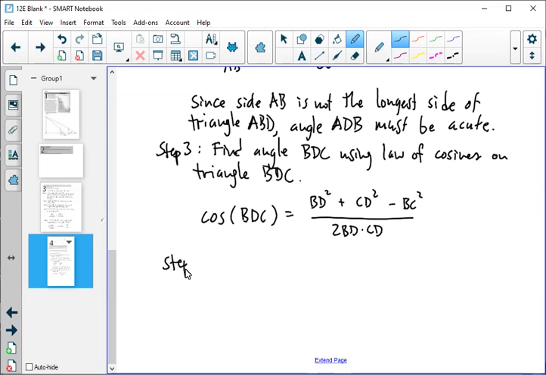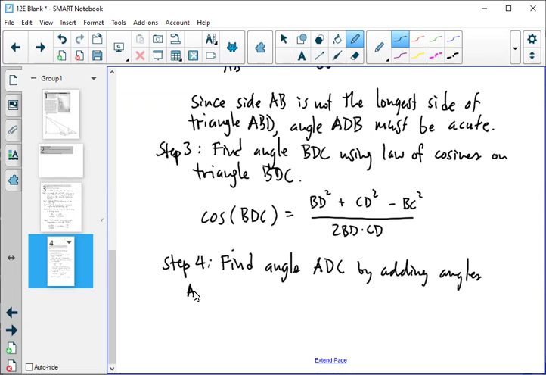Last step. Step 4. We want to find angle ADC by adding angles ADB and BDC. There we go.